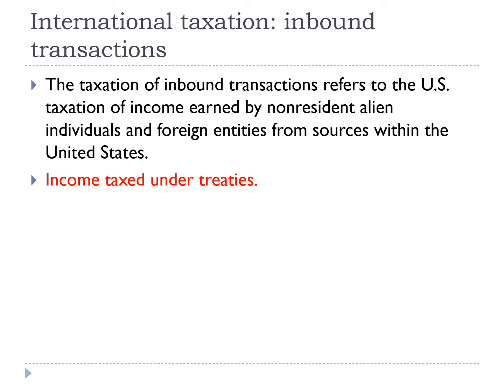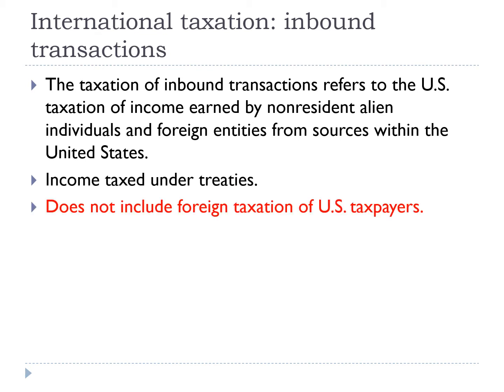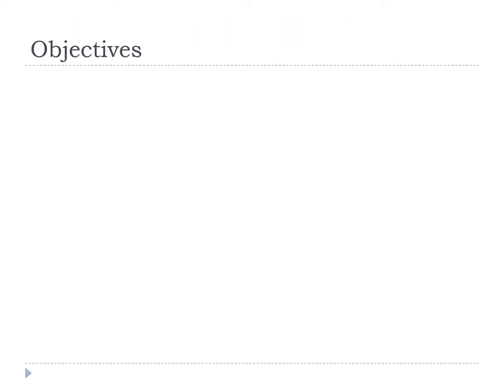Inbound taxation also covers income taxed in the United States under tax treaties, which can include both U.S. source and non-U.S. source income. Inbound taxation does not include foreign taxation of U.S. taxpayers. That topic is covered in a separate course of study titled International Taxation Outbound Transactions. So first, let us go over the main objectives of this course.